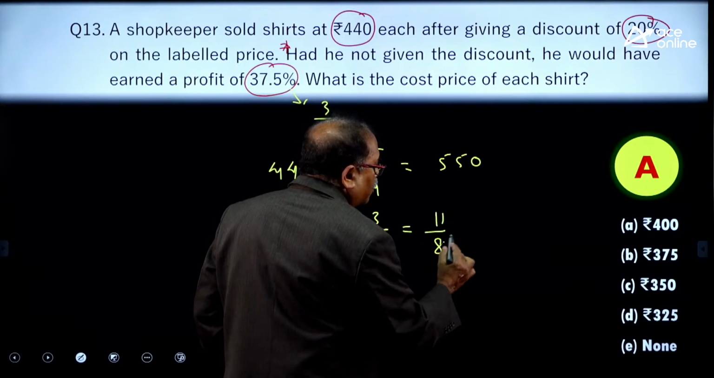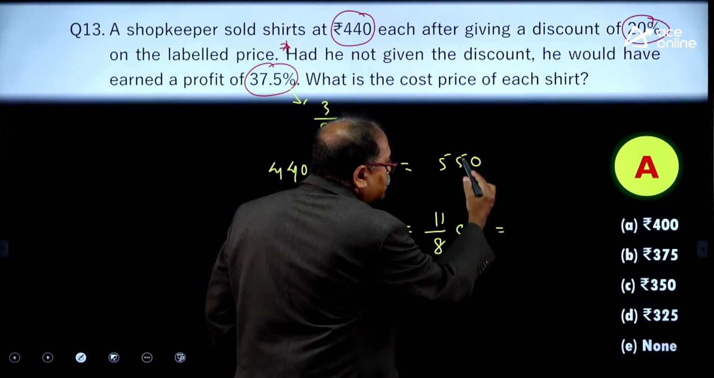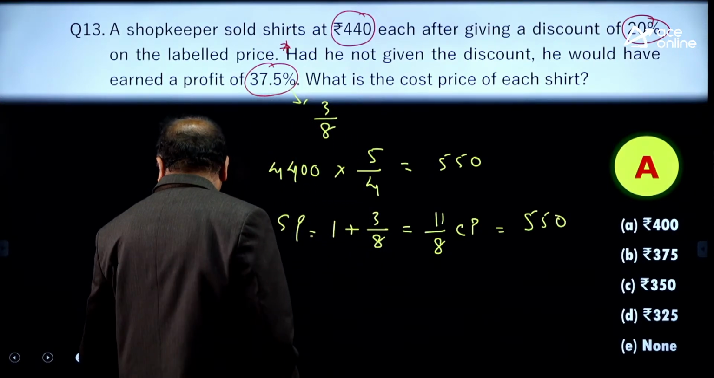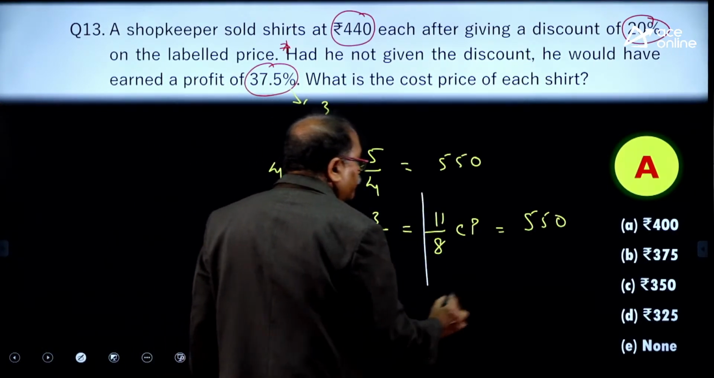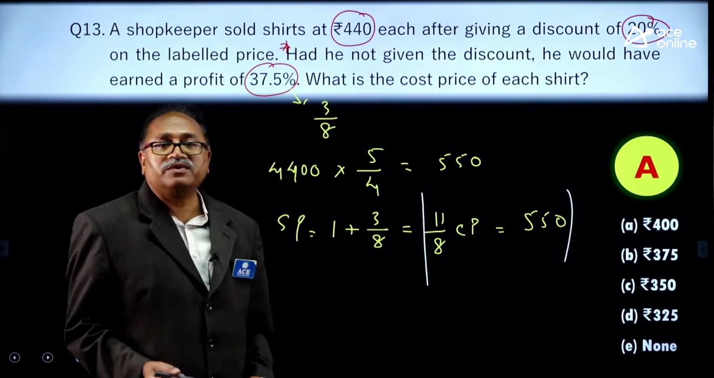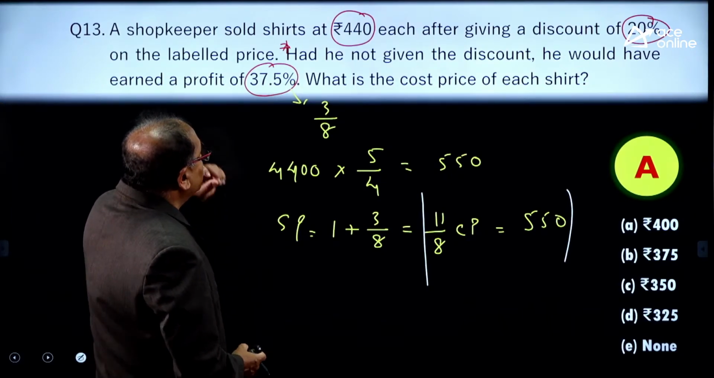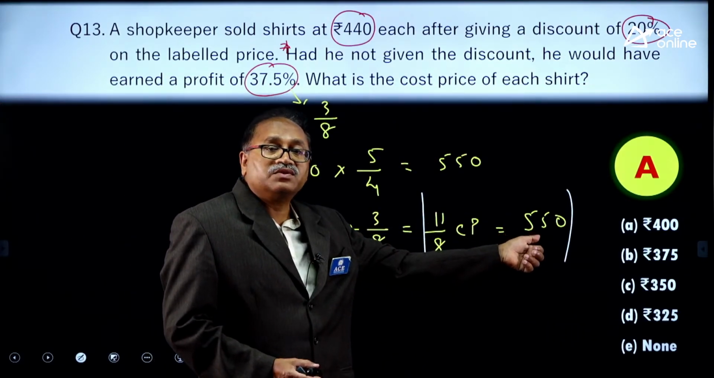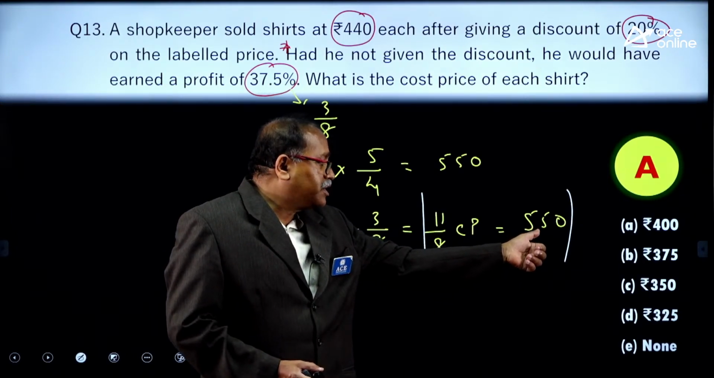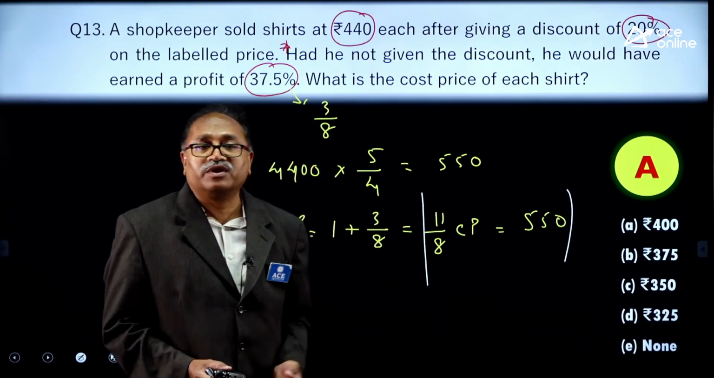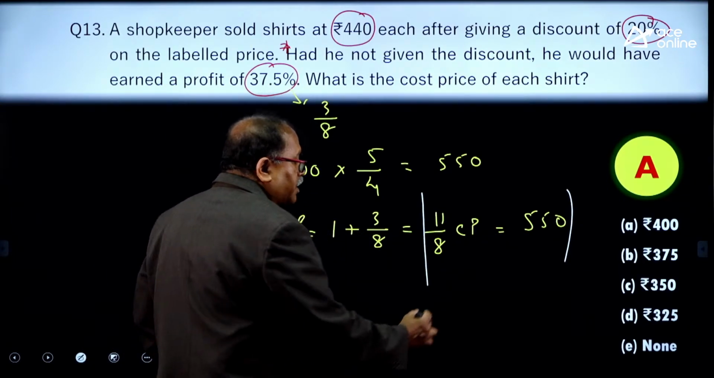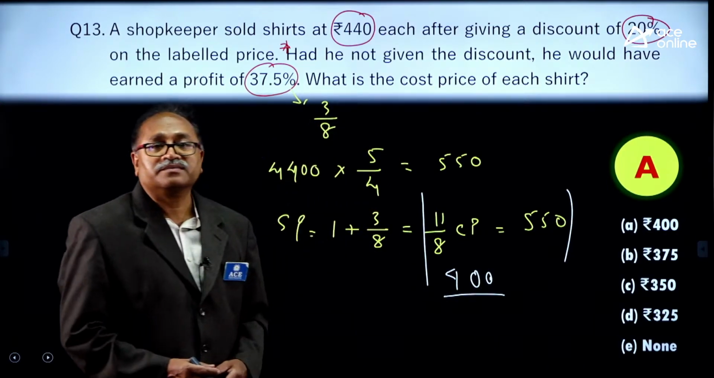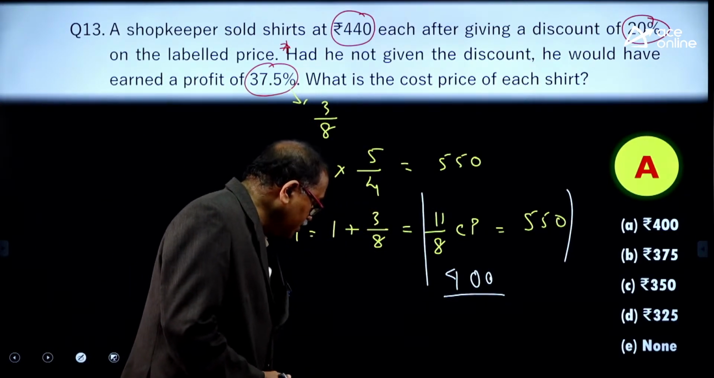11 by 8 of CP is equal to 550. This part. So, it is clear what is CP. What is the question? What is the cost price? You can see that this gets cancelled 50 times and 50 into 8 is 400. Rightly answered, my friend. That is 400 is your answer, option A. Anyone else answer the question?